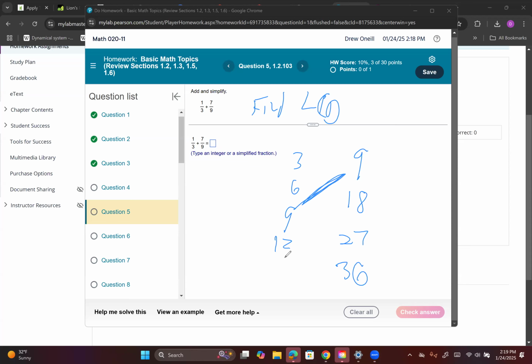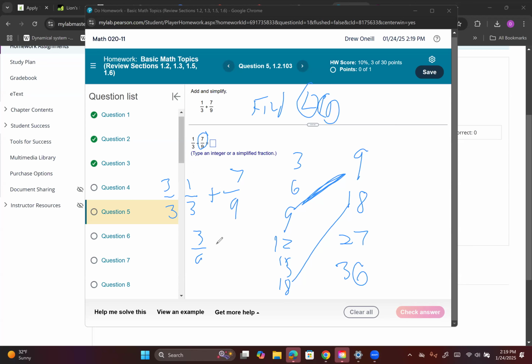Now I could keep going. I could go 12, 15, 18. And I could do them both over 18, but then I'd have to change this one by multiplying the top and bottom by 2, and this one multiplying the top and bottom by 6. So least stands for the least of these. So 18 is a common denominator, but it's not the least. 9 is. So this one, 7/9, already has a 9. I leave it alone. 1/3 needs a 9. It has a 3. So what would I multiply this 3 by to get 9? It's 3. So top and bottom by 3.